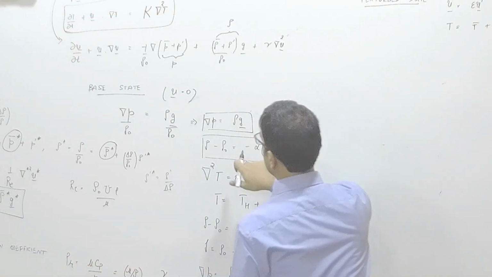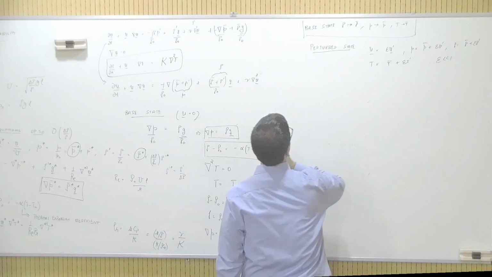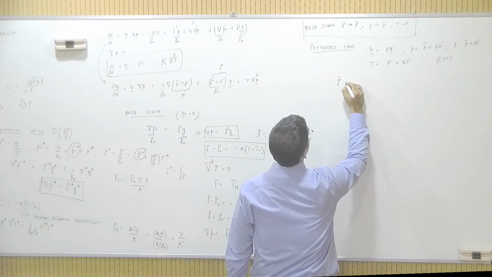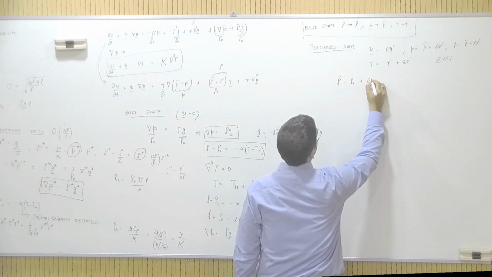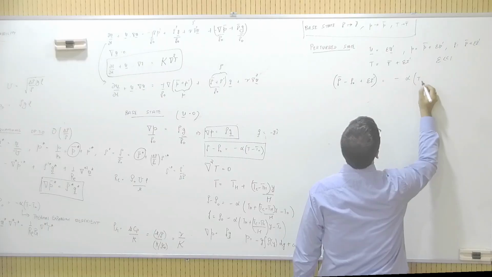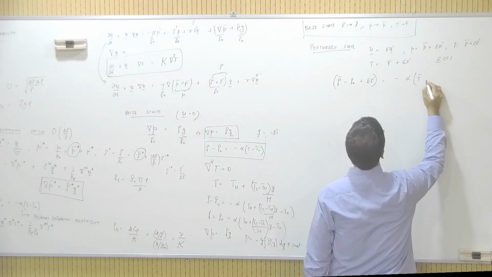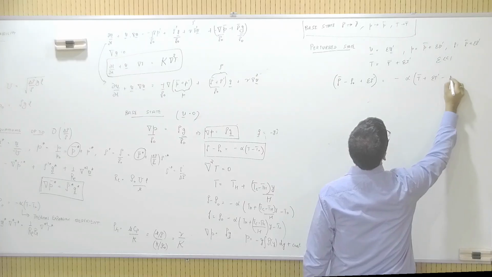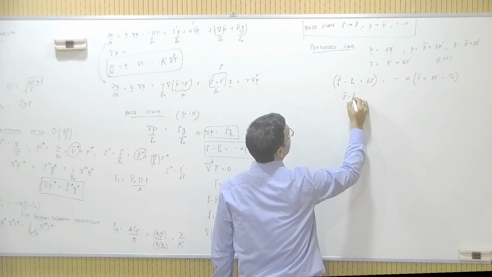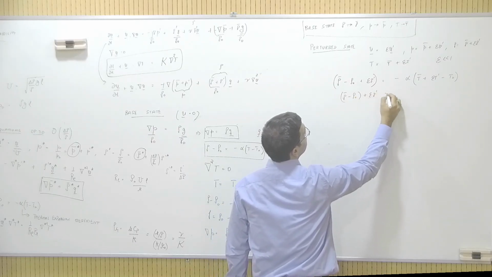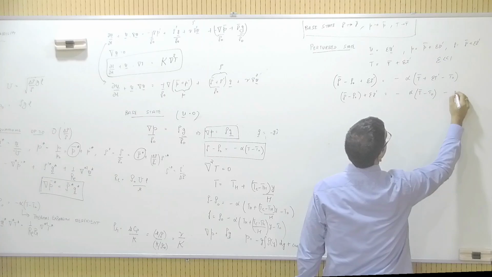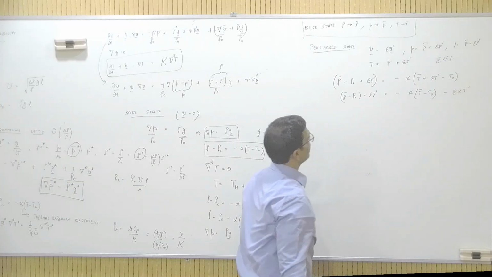So let us just look at this thermal expansion equation. We have rho bar minus rho naught plus epsilon rho prime equals minus alpha times (T bar plus epsilon T prime minus T naught). Okay, this is nothing but rho bar minus rho naught plus epsilon rho prime, and here you have minus alpha (T bar minus T naught) minus epsilon alpha T prime.